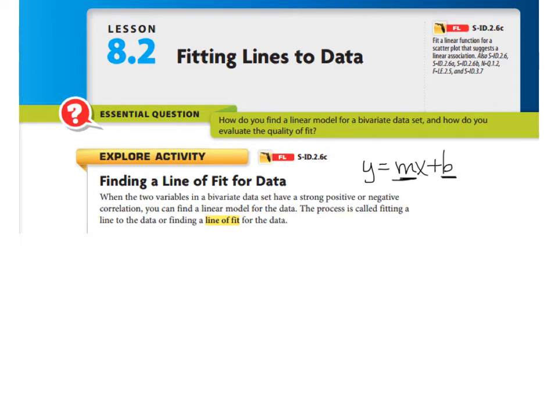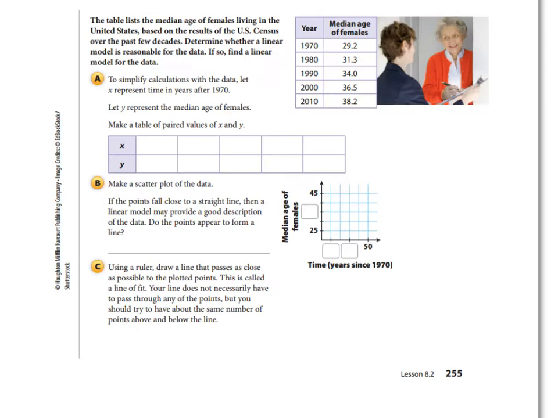So when they do have the strong relationship, we can find a linear model, and again that process is called fitting a line or finding a line of fit. So our Explore activity gives you a table listing the median age of females living in the United States. They want to know whether a linear model would be reasonable for the data, which means is there a strong positive or a strong negative? It's not going to make sense to draw a line for no correlation.